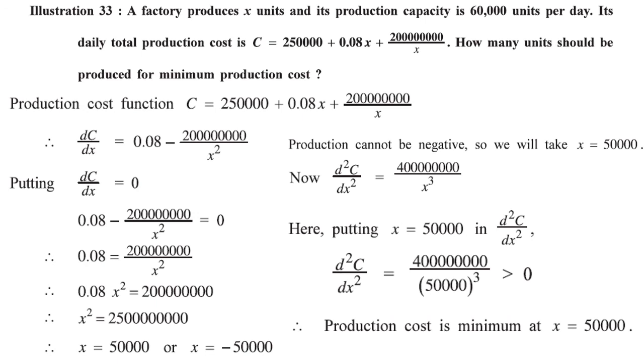Now the question is that we don't actually need to calculate the production cost. We just need to find the value of x for which the production cost is minimum. So I am not calculating by putting the value of 50,000 into the equation. I am just saying that production cost is minimum at 50,000 units. So if I produce 50,000 units, I will get the minimum cost.